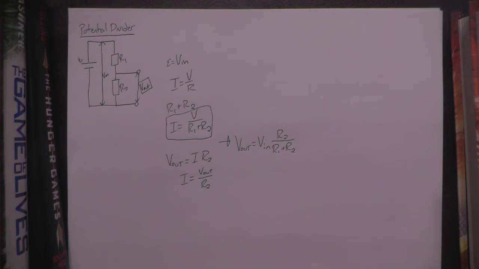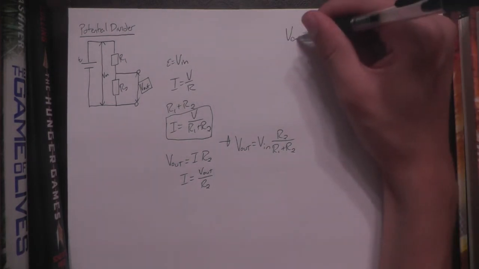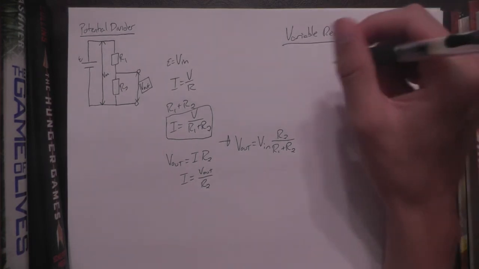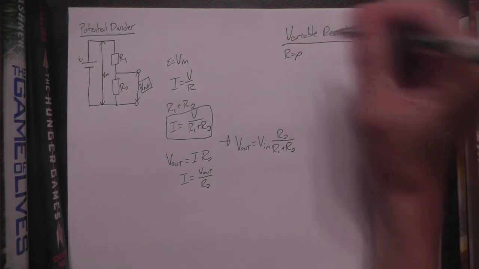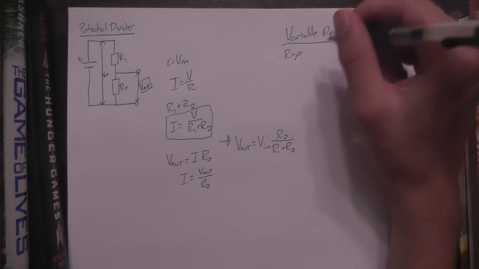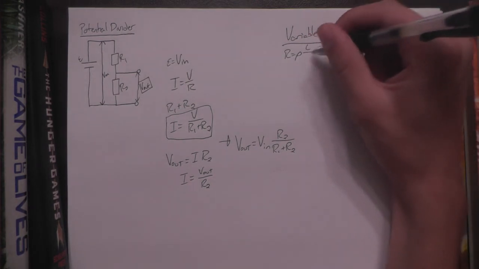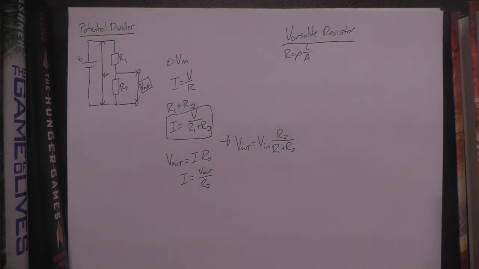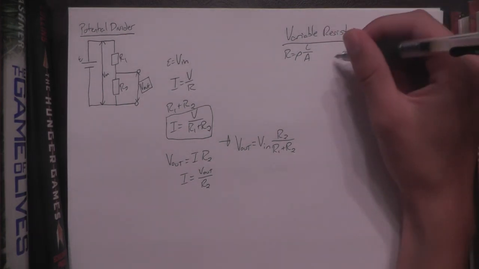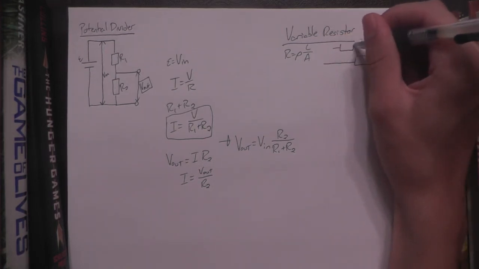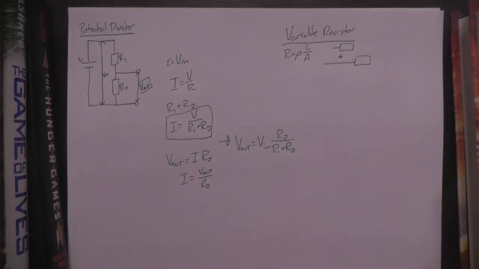That's the potential divider. The other unique case is the variable resistor. Now, if you remember from way back when, resistance is equal to resistivity times the length over the cross-sectional area, right? Well, that means if you increase the length of the wire that connects into your resistor, from little shorty to big guy, the resistance in that wire is going to increase. And if the resistance increases, so does the potential difference.